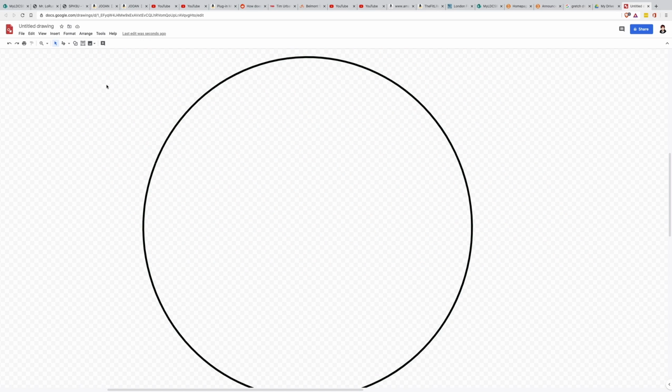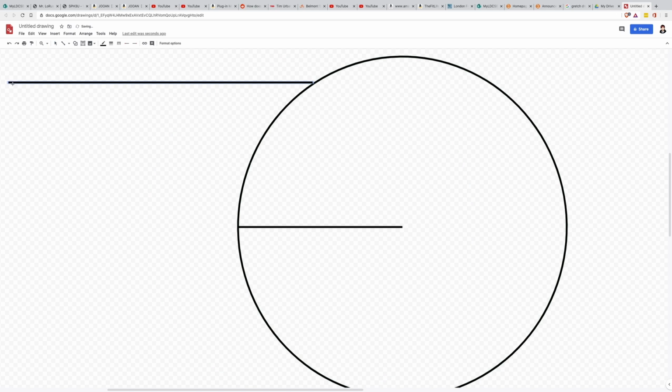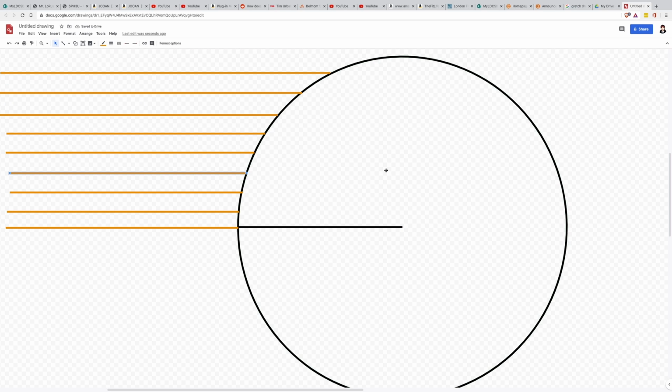So here we have our curved planet. Next step is we're going to find the center of the planet. And to do that, we can hover over top and there is the center of the planet. So next thing I'm going to do is draw a line from the center of the planet to the equator. Next, I'm going to draw some parallel lines that represent the sun's rays hitting the planet at different points.